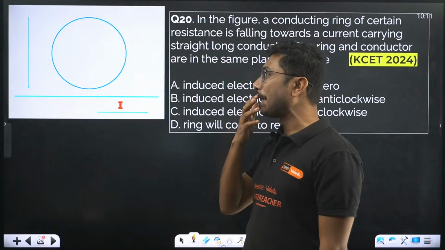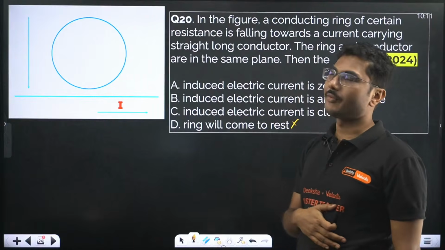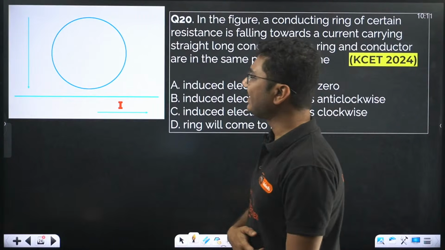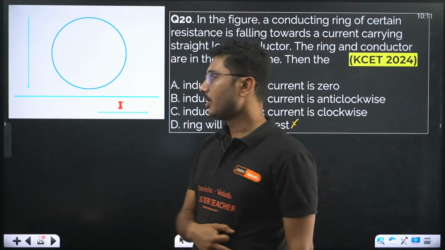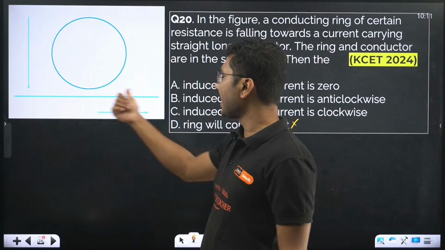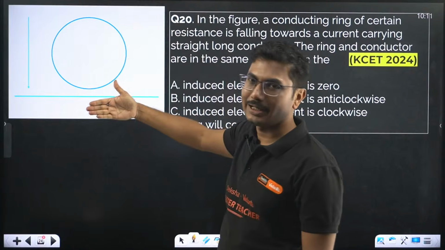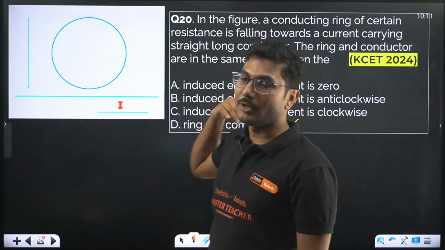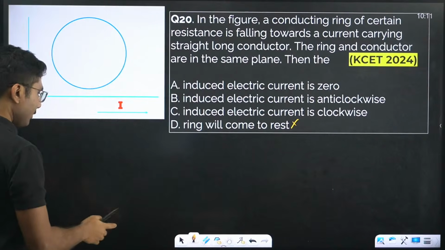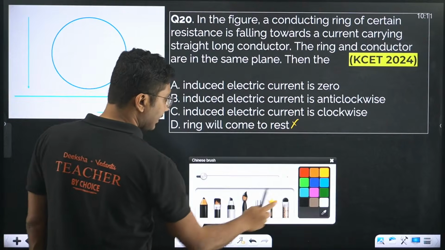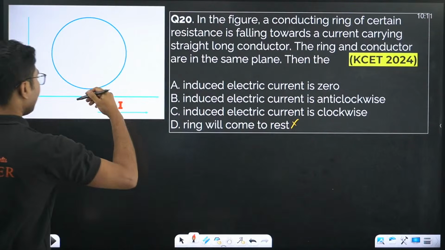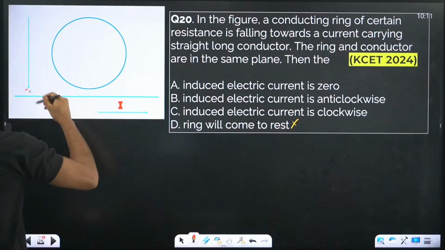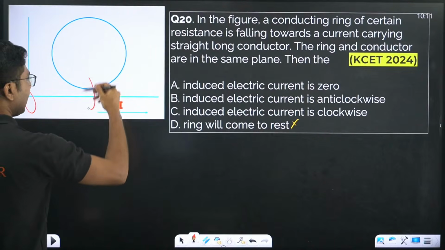And what is the direction of the induced current, that you have to figure out. Now is it 0? First of all, let us understand, the current is being carried like this, the ring is falling like this. So obviously it will not be 0. Why will it not be 0? Because the magnetic field due to a straight current carrying wire is always in a circular pattern. That means it is going like this.